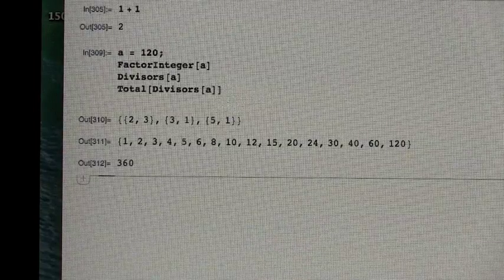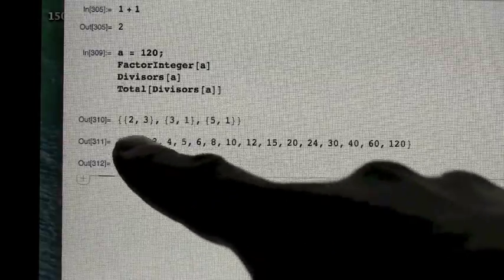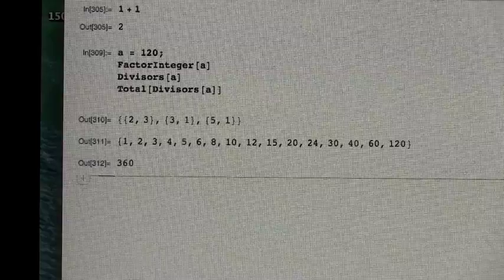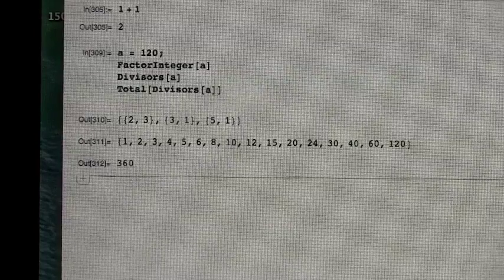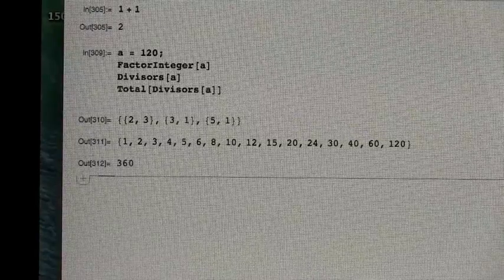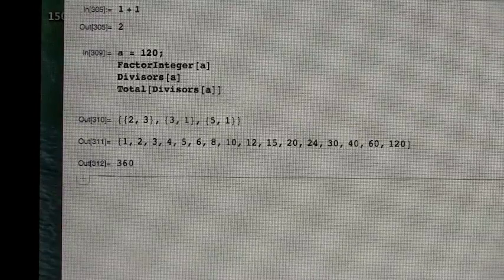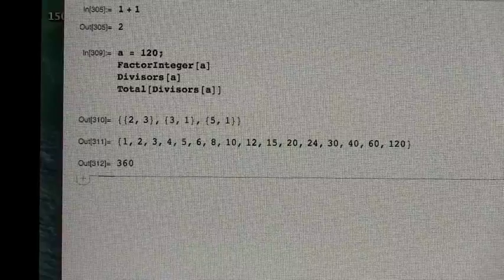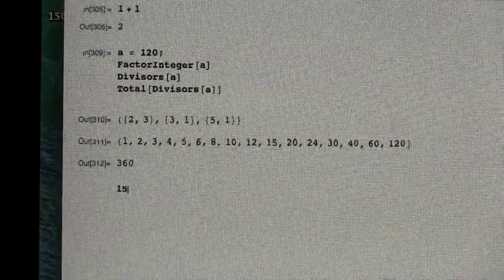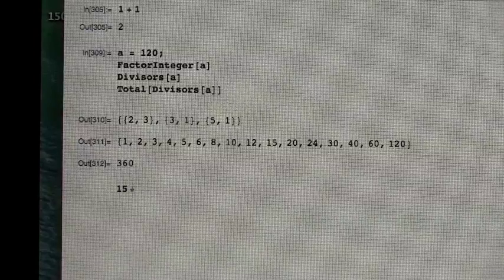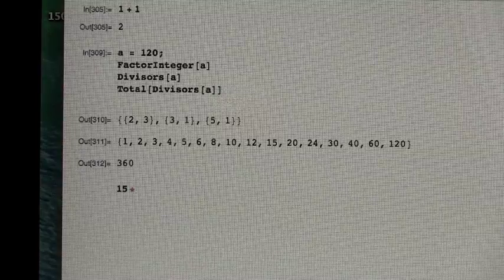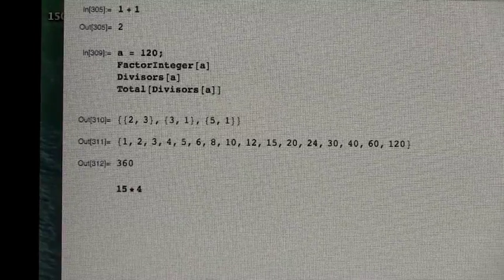So let's see if we could have figured that out from the fact that we knew it was 2 cubed times 3 to the 1 times 5. So what would we do? Well, for 2 cubed, we can figure out the sum of the divisors, which is 8 plus 4 plus 2 plus 1. It's 15. So we've got 15 times 4 times 6.